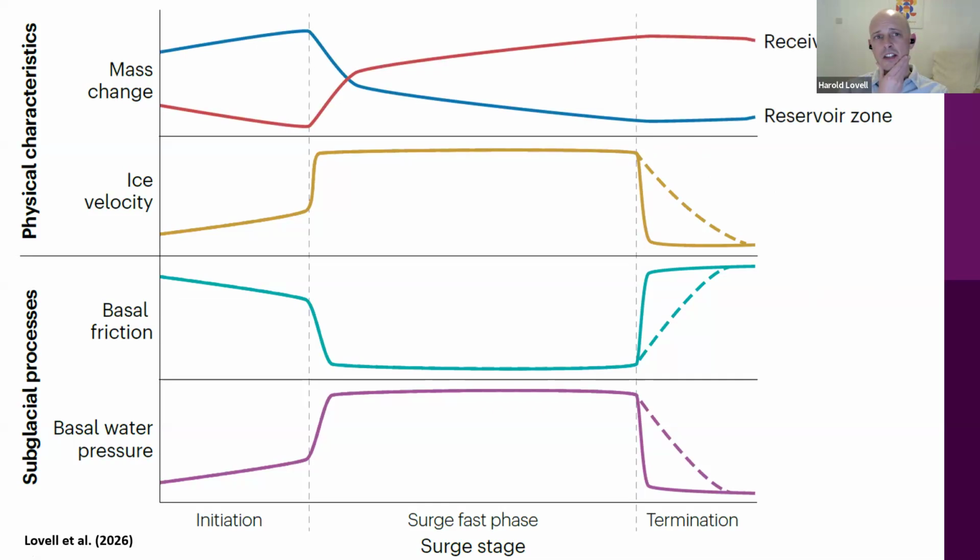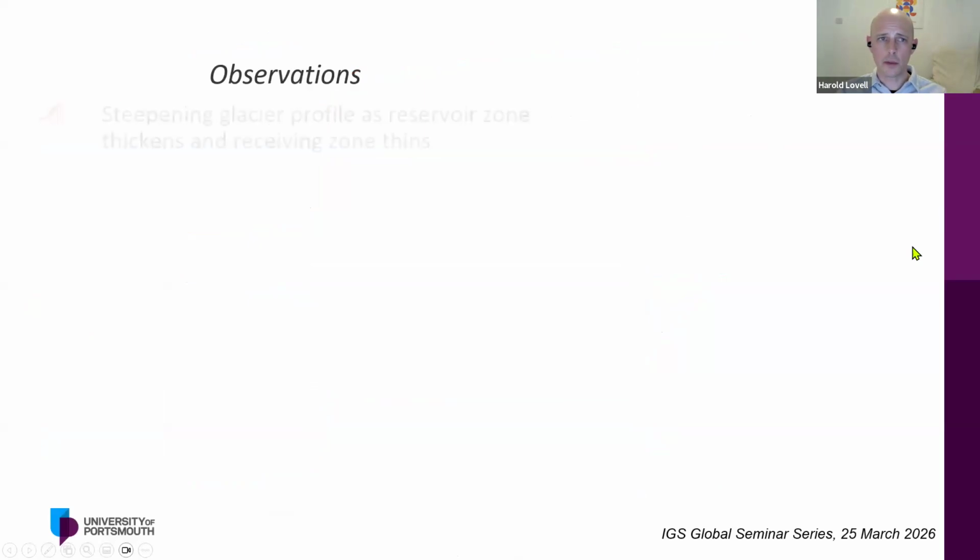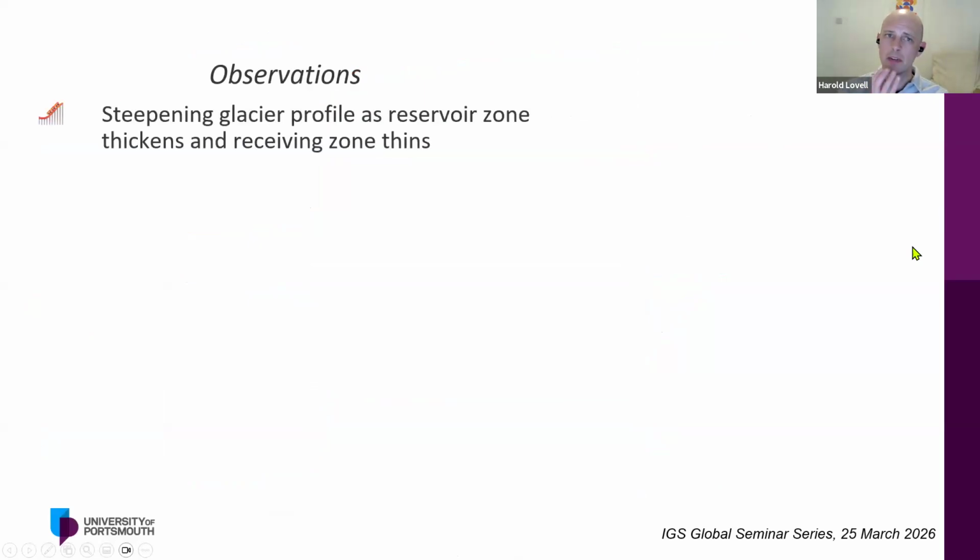And then finally, we've also got these mass changes that we know are going on. In the reservoir zone, higher in the glacier, we've got an increase during initiation, and that drops off as the mass is transferred down to the glacier front, and then obviously the flip of that for the receiving zone, as we're seeing the glacier losing mass at the front and then rapidly gaining it as the mass is transferred down the glacier. So our observations are showing that we've got a steepening glacier profile as the reservoir zone is gaining mass and the receiving zone is losing mass.